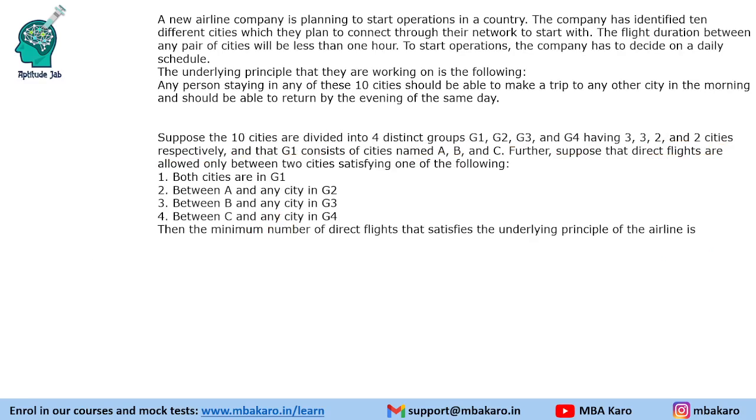Suppose the 10 cities are divided into 4 distinct groups, G1, G2, G3 and G4. So we have to make 4 groups having 3, 3, 2 and 2 cities respectively. G1 consists of cities named A, B, C. So G1 has 3 cities, A, B and C.